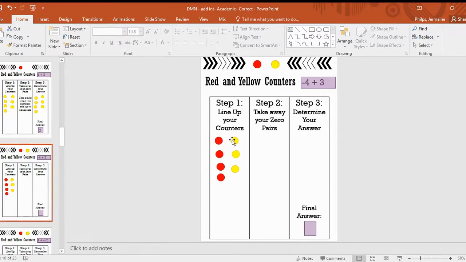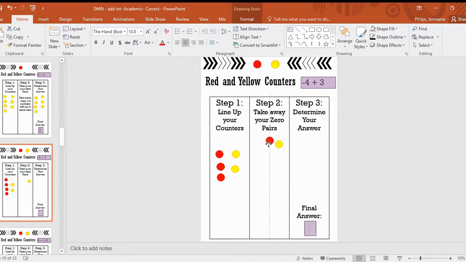So let's look at our counters. We said each counter represents 1, right? We said this represents a positive 1 because it's yellow. This represents a -1. So therefore, when I add these two numbers together, if I have a -1 and a positive 1, when I put them together, they equal 0. So this is an example of a zero pair.